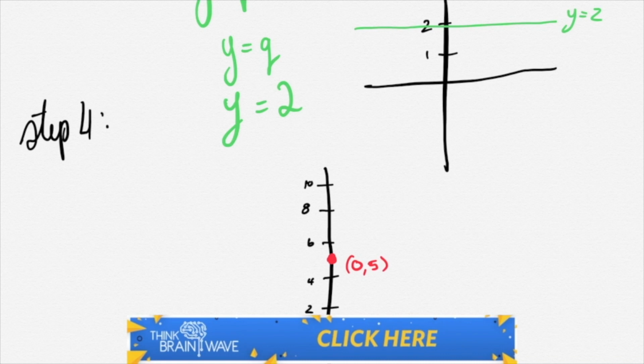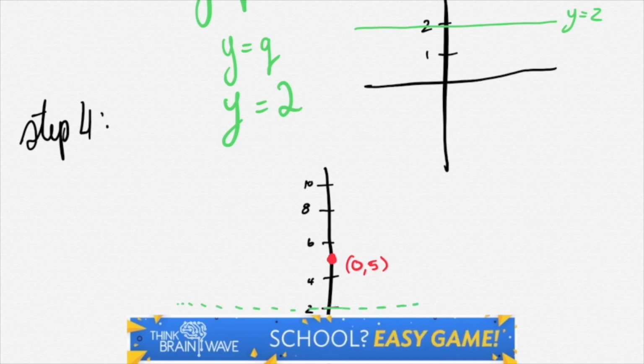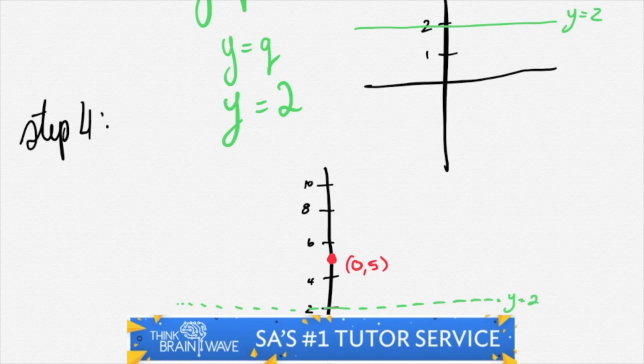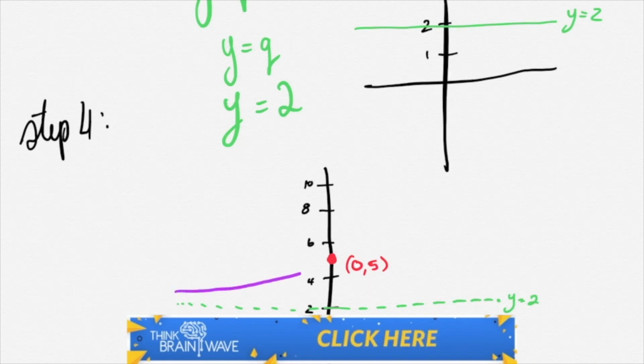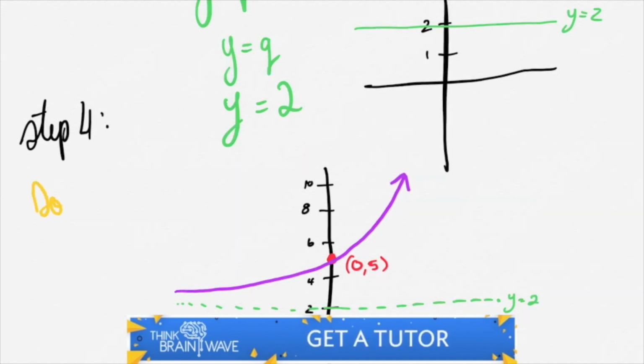You put your point in, which is (0, 5), and your asymptote along with your function. So now you draw your function in, on the left-hand side through the point (0, 5) upwards in the shape of a lovely exponential curve.